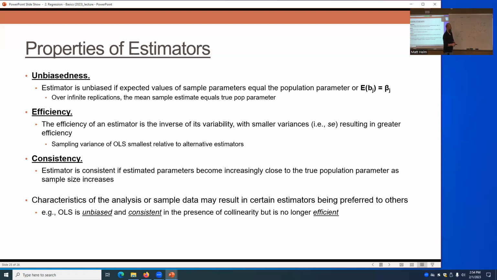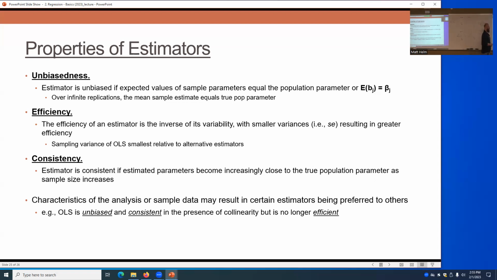And then consistency is just saying that as my sample size increases, I get closer and closer to this. If I have a consistent estimator, this is the distribution I would expect with a bigger sample than with a smaller sample. If I don't have a consistent estimator, it doesn't matter: with a sample of 50 or a sample of 500, this is still the distribution I get. I've got a problem with consistency there.